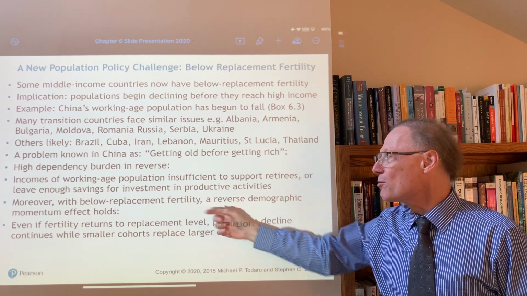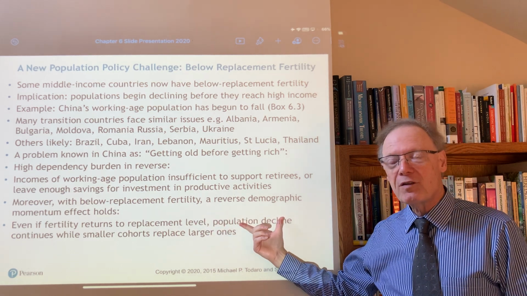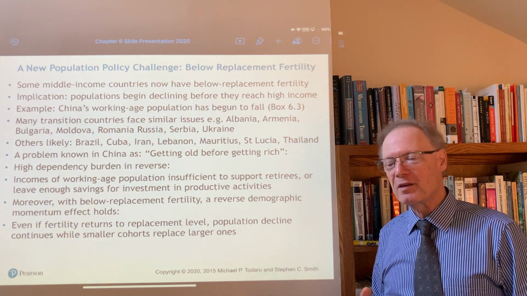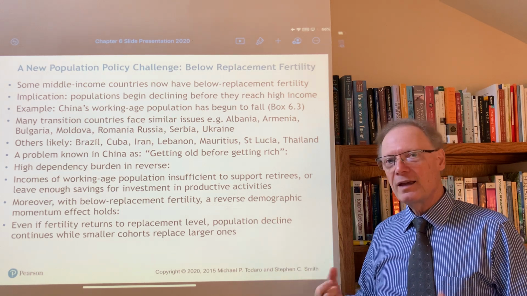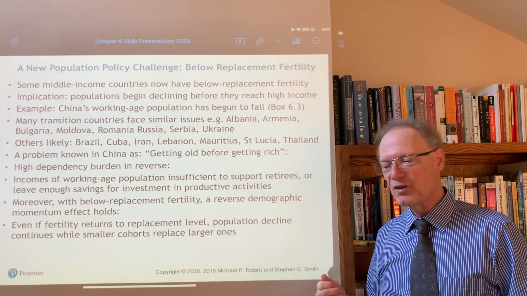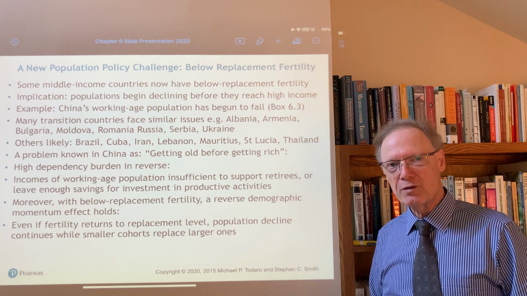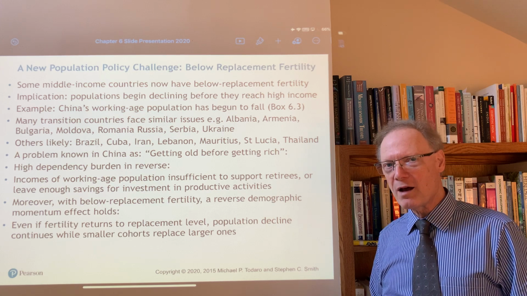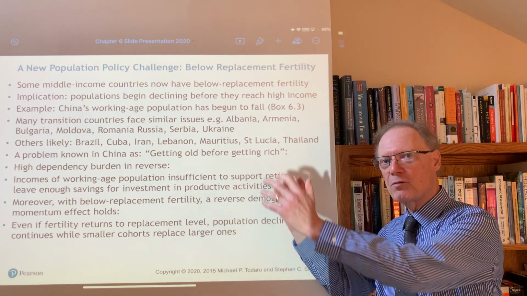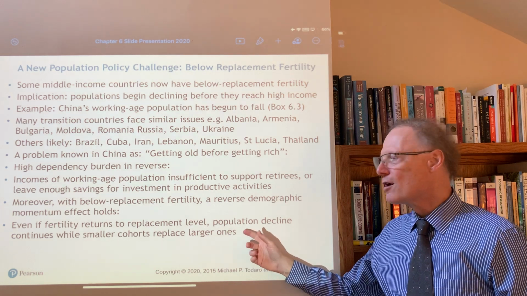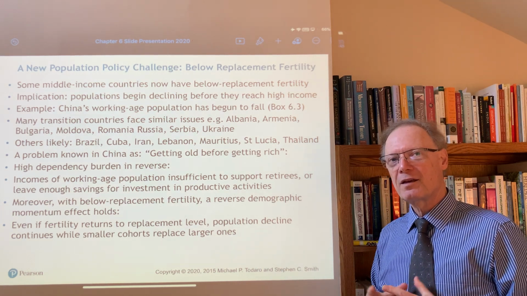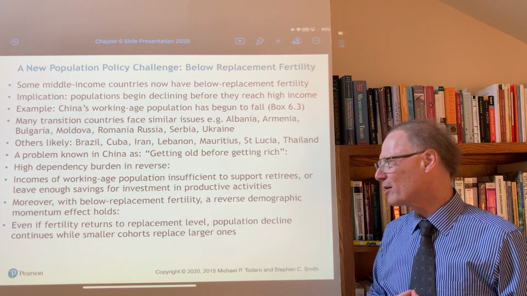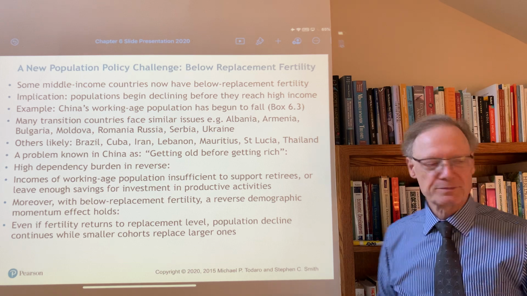And with below replacement fertility, there's also a reverse demographic momentum that occurs, sort of the opposite of the population pyramid. That is to say, even if after a couple of generations there's a return to replacement fertility, there still will be declines in population for a while as these smaller cohorts work their way through the life cycle. So that's a reverse of the condition of population momentum that we looked at in terms of the population pyramids.